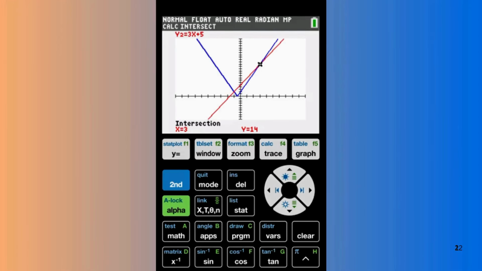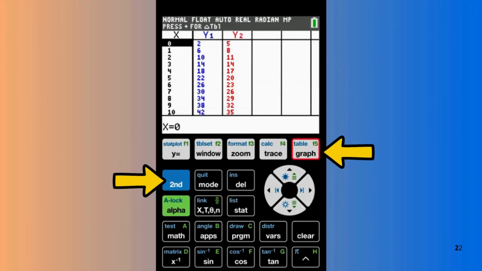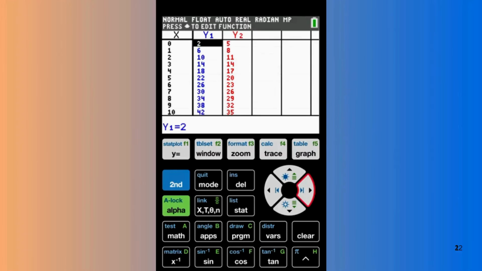The other way to get these intersection points is to hit second graph so we can get a table of values. And now, just like the problem asked us to, we're looking for the x value where f of x equals g of x. F of x and g of x are your output values, right? They're like your y's. So we are looking at our table to see when y1 equals y2. So just scroll down until you see when that happens. So right here is one of those values, right? y1 and y2 are both 14 when x is 3.